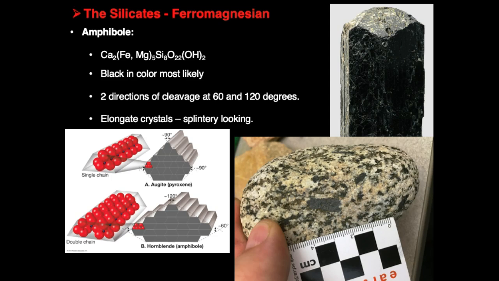Another subgroup of ferromagnesian silicates are the amphiboles. Typically, they are black in color, ranging to greenish, gray, or even dark brown at times. Hornblende is one of the end members of this amphibole subgroup, and it is the most common amphibole overall. It tends to be black, and it has two-directional cleavage at 60 or 120 degrees, as you're seeing there on the image on the left. It forms as elongate crystals that appear kind of splintery, and we'll see that in lab, so you get an idea of how that is.